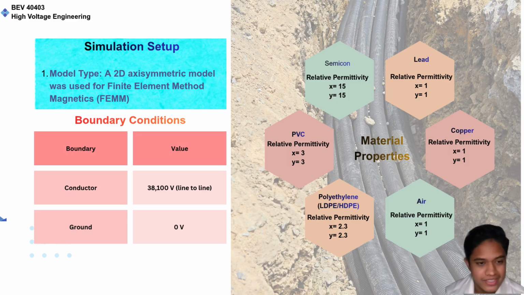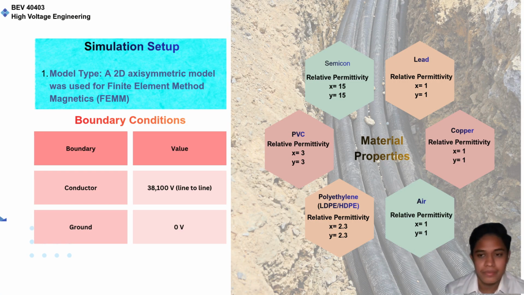For the boundary condition inside the FEMM, the insulator that we use is the cable XLPE. First, the conductor. The value of the conductor we use is 38,100 volt, because the project that we use is 66 kilovolt line to line. Now for the grounding, the value is 0 volt.